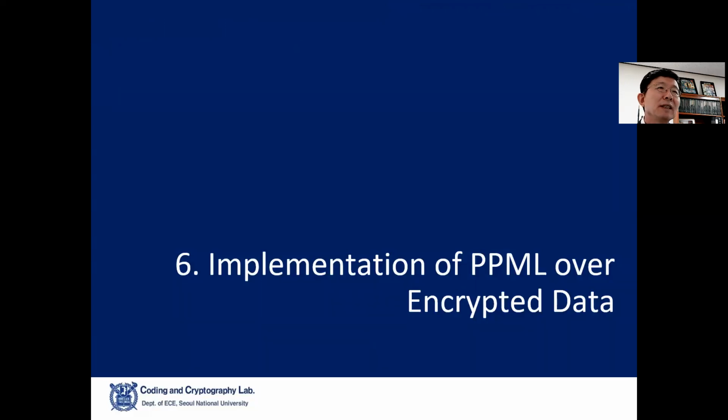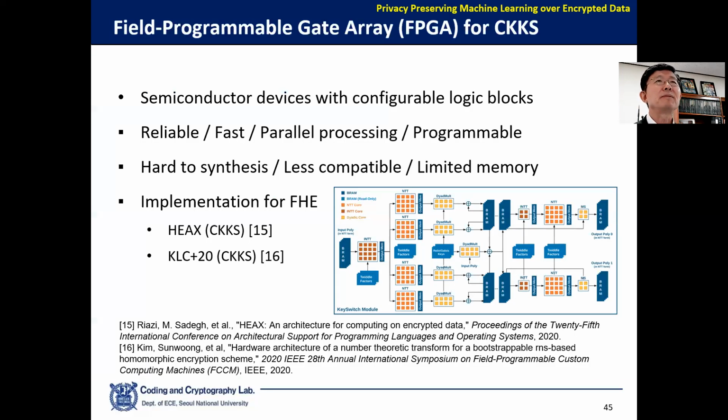Okay, and the next one is how to implement the PPML over encrypted data. There are two different types of implementation. First one is implementation by FPGA for CKKS. It is a semiconductor device with configurable logic blocks. So it is reliable, fast, with parallel processing and programmable. But it is hard to synthesize, has less compatibility and limited memory. So implementations for FHE are HEAX for CKKS, and KLC plus 20 for CKKS.